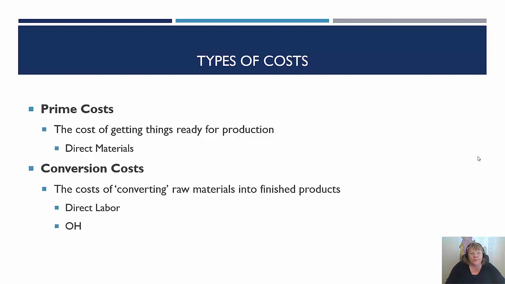So prime cost is the cost of getting things ready for production. Direct materials is a prime cost. Conversion cost is the cost of converting raw materials into the finished products. That would include direct labor and overhead, manufacturing overhead, I should say. So prime costs are the materials, conversion costs are making the product.